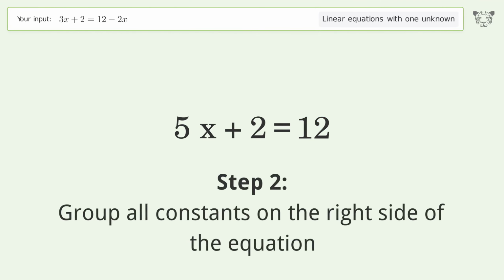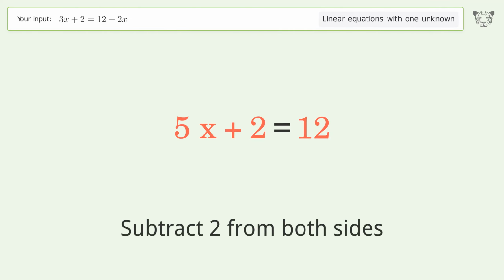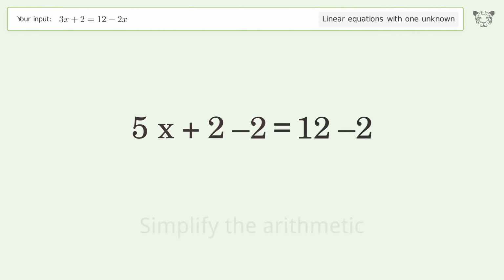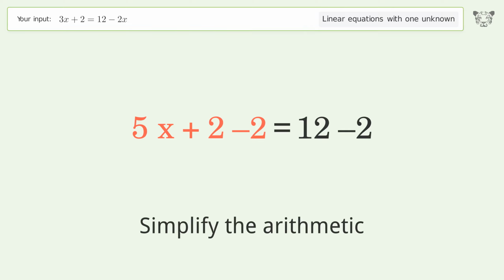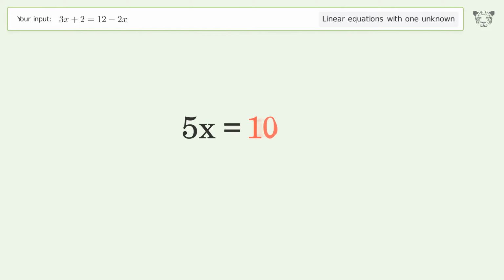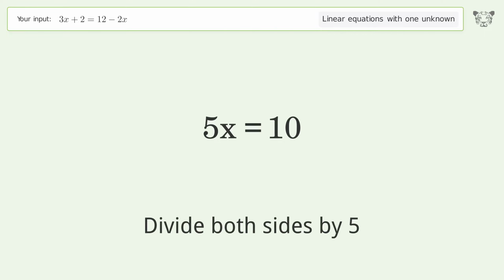Group all constants on the right side of the equation. Subtract 2 from both sides. Simplify the arithmetic. Isolate the x. Divide both sides by 5.